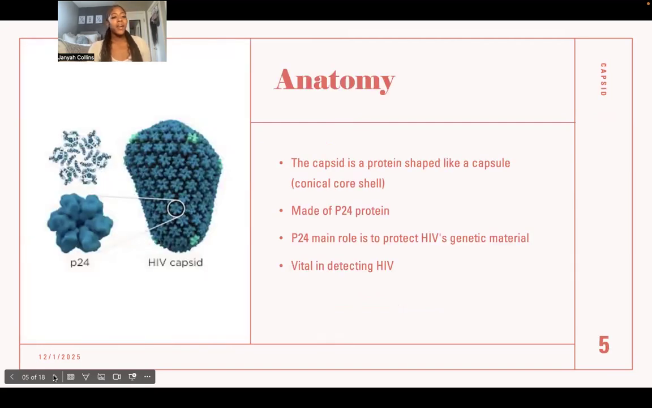Next, we have our capsid. Right here on the left, I have a visual image of what it looks like. The capsid protein is made of P24 and is shaped like a capsule. Its primary job is to protect HIV's genetic material by surrounding the linear single-stranded RNA genome and the enzymes associated with it as well. This is very vital in detecting HIV. I do have a quote: Pathology Tests Explained says that the P24 test identifies actual HIV virus particles in our blood.